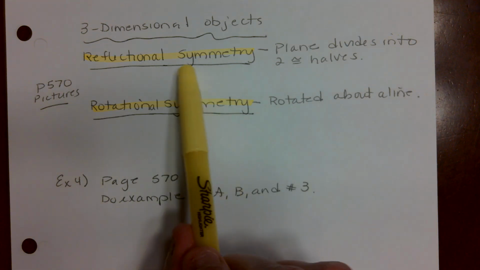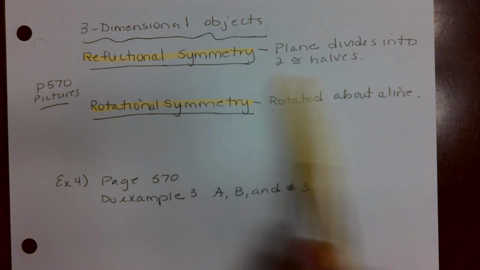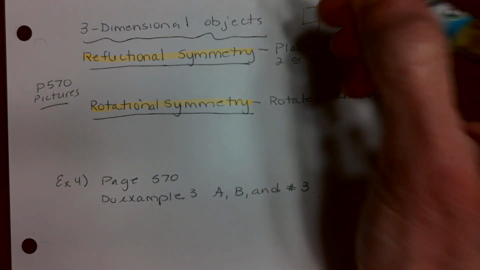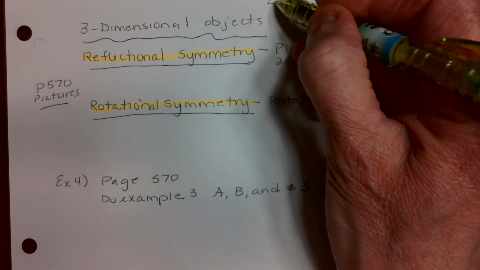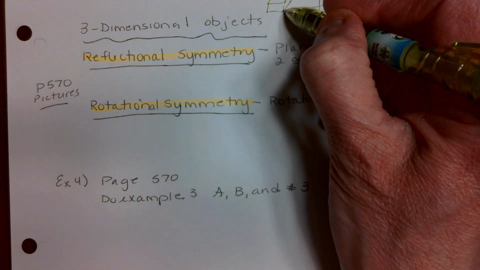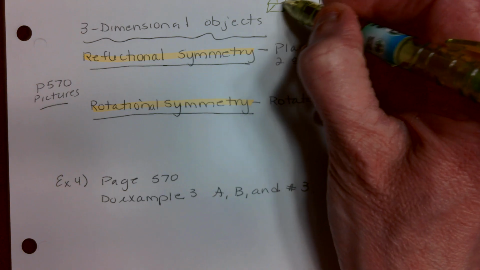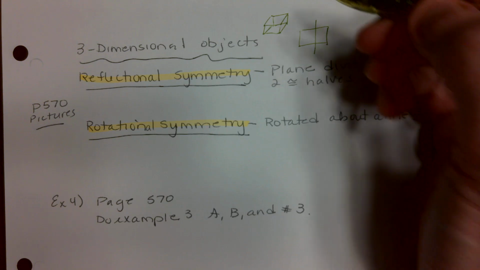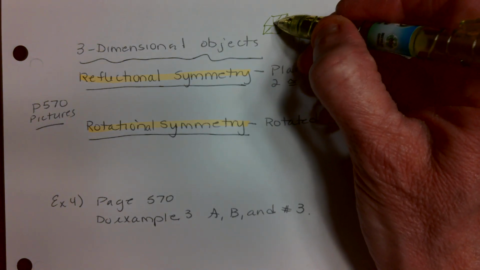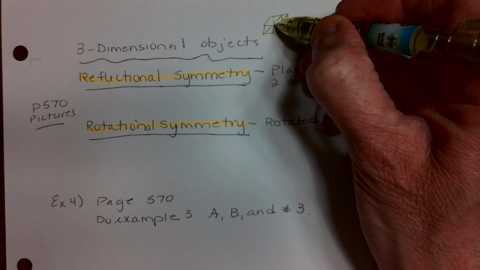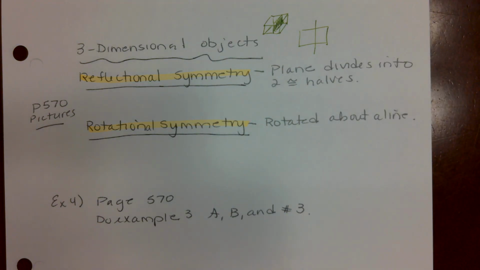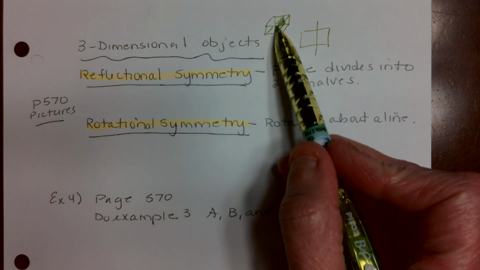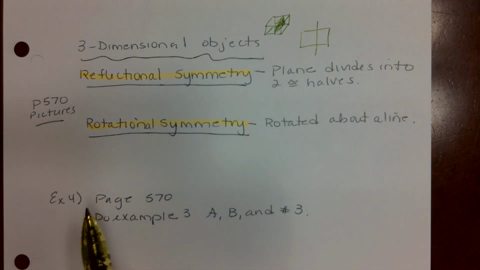So reflectional symmetry. Now instead of talking about a line, like before we had that rectangle, we talked about a line cutting it. Now we're going to be thinking of a plane that's going to cut through this. Look at this, guys. Isn't that good? That is pretty darn good. I am sorry. Okay, anyway. So we're going to be talking about a plane. That's going to be called reflectional symmetry.